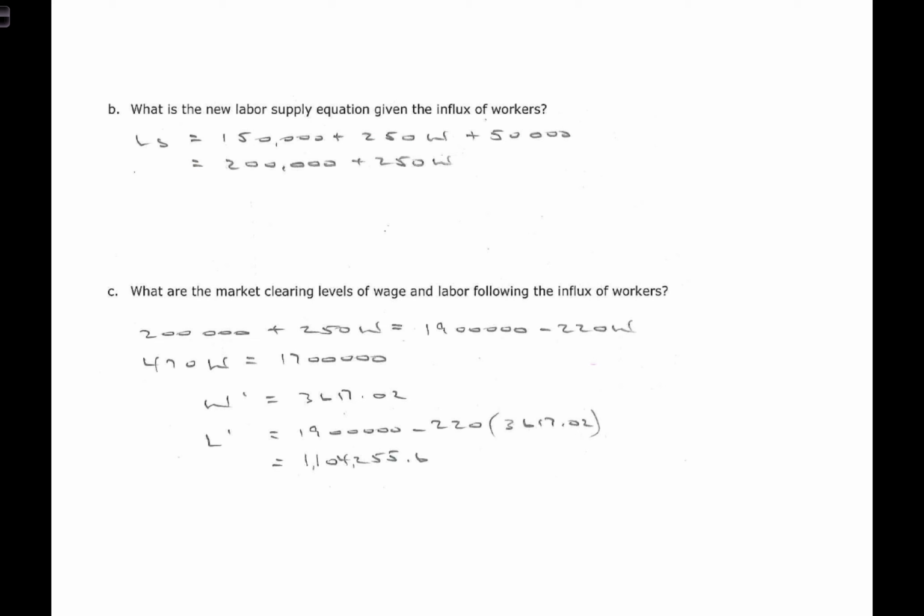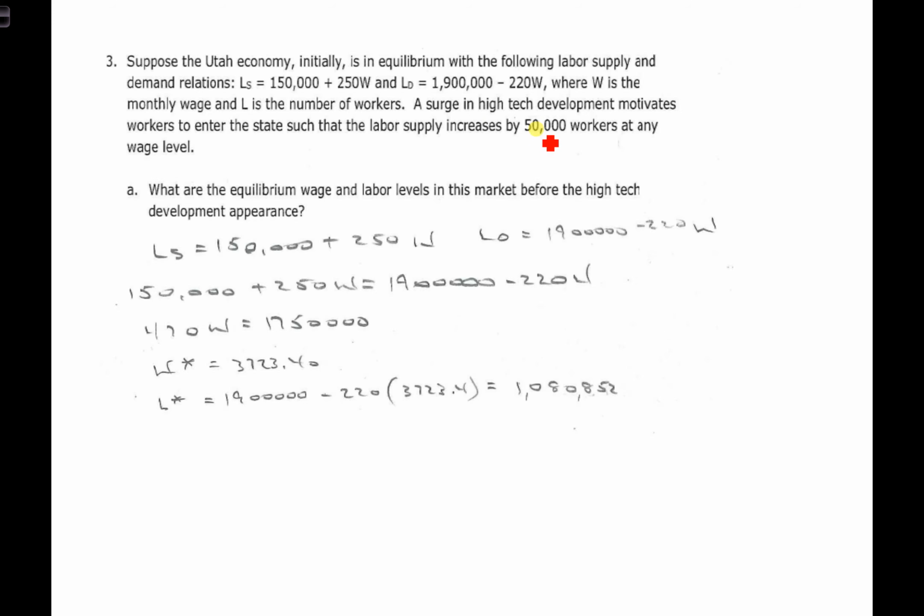Then we have to find the new market clearing wage level and labor level. A new market clearing would use the new supply equation equated to the existing demand equation, in which case we find that the wage falls to 3,617.02, and the number of workers that would be employed if everyone worked would be 1,104,255.6. Again, all we did was increase the labor supply equation by the influx of workers, because I've said that we have 50,000 workers at any wage level.